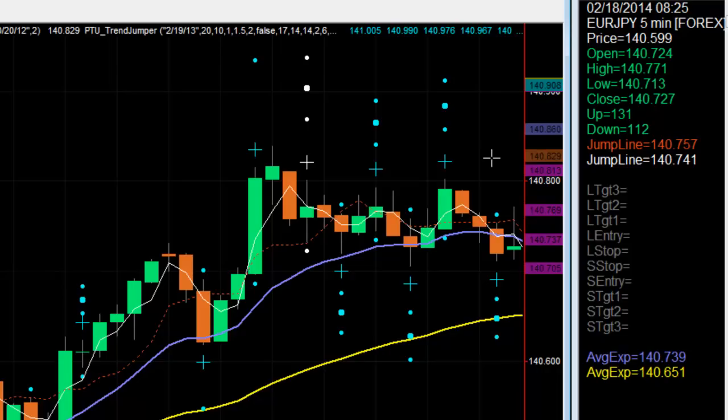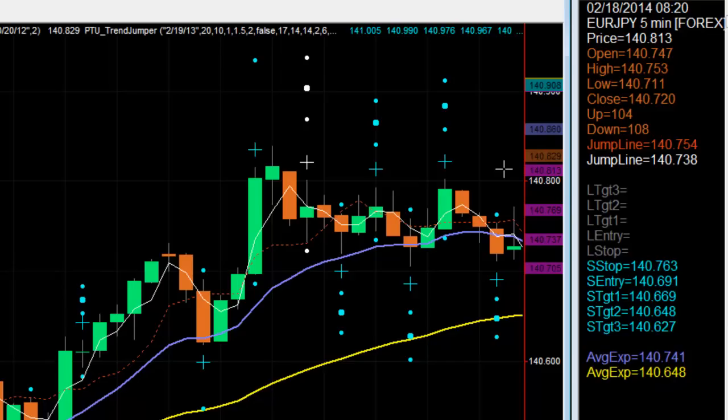Now with the Trend Jumper, it's very simple. The main indicator is this dotted line here. Okay, that's the jump line. Now there's some other lines and they all play a role in this strategy, but the jump line is the most important. Normally it's green. The reason why it's colored red on this particular chart is to remind me that it's actually a different setting than our default setting.